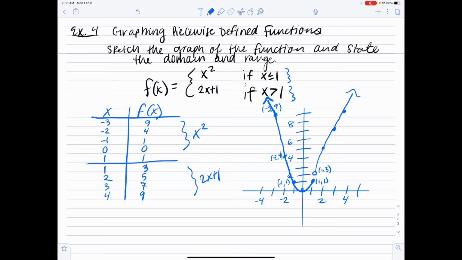Okay, so our domain is from negative infinity up to 1 and including 1, and then from 1 to infinity not including 1.